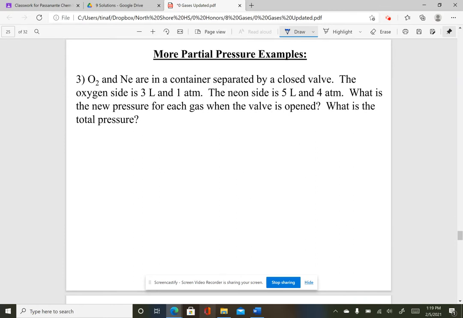Third example for partial pressure. Let's see. Oxygen and neon are in a container separated by a closed valve. I want to draw you guys a picture of what this looks like. The oxygen side is 3 liters and the neon side is 5 liters. So we basically have this container and one side is smaller than the other, 2 different volumes.